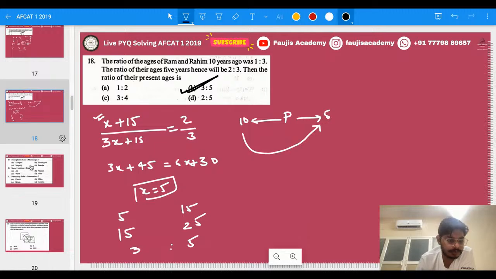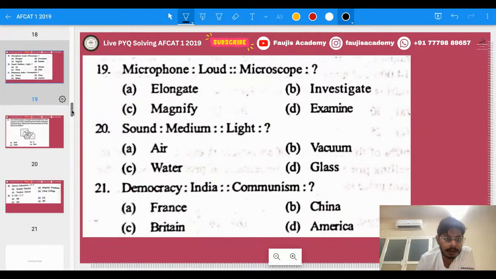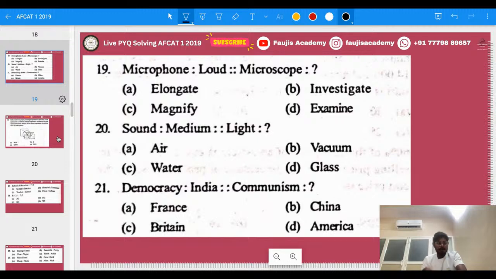Shall we move? Now let's start with the reasoning questions quickly.